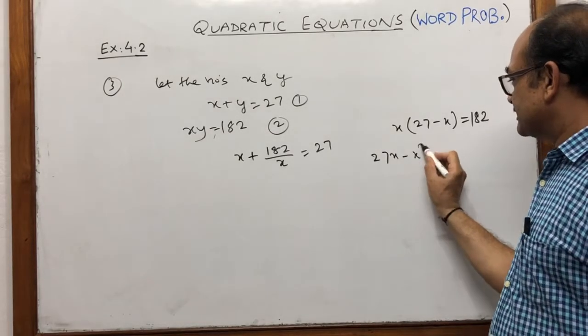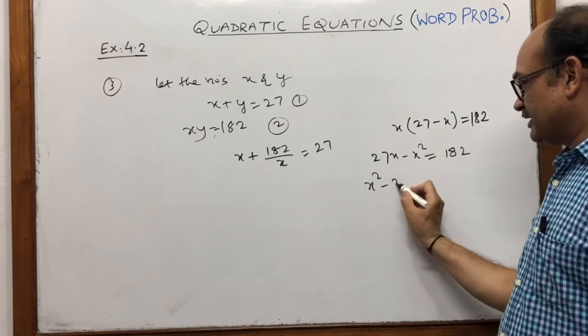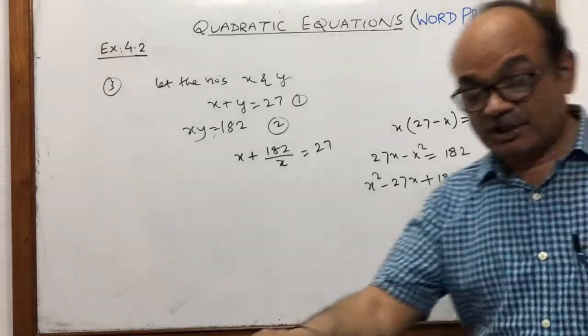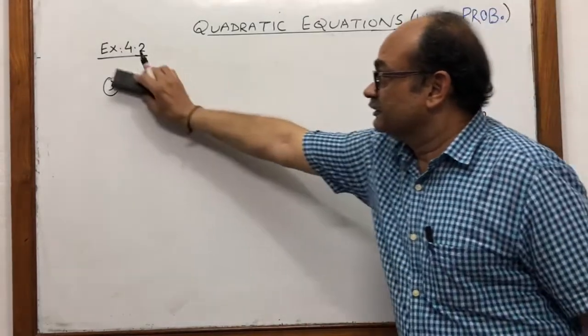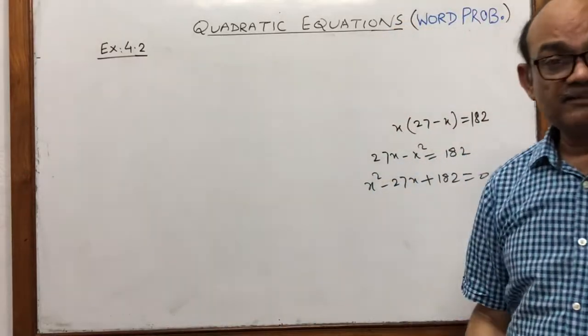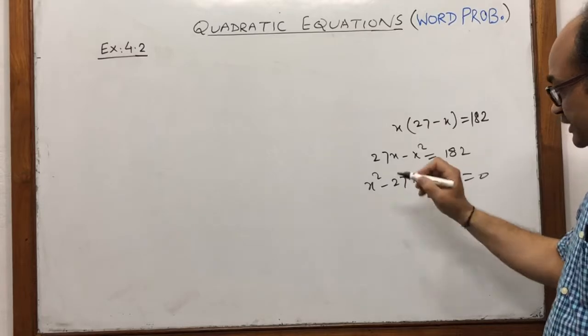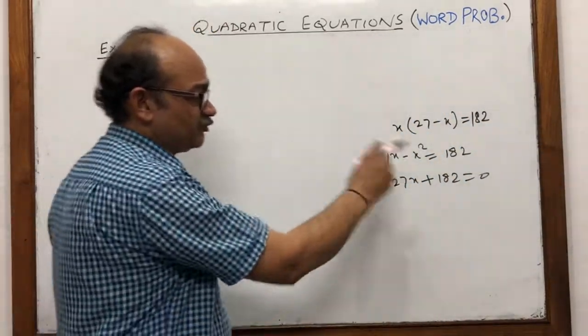27x minus x square 182. So x square minus 27x plus 182 equal to 0. Now we have to apply either the formula method or split the middle term. So this 27, we want to divide in two parts such that the product is 182.